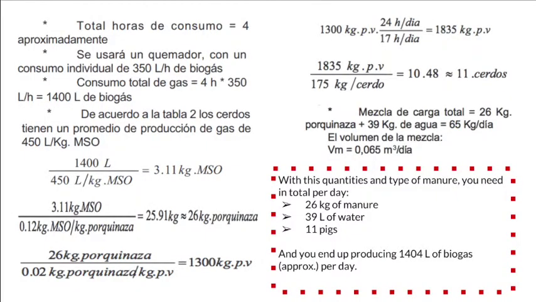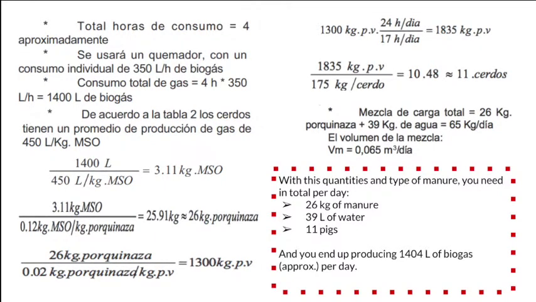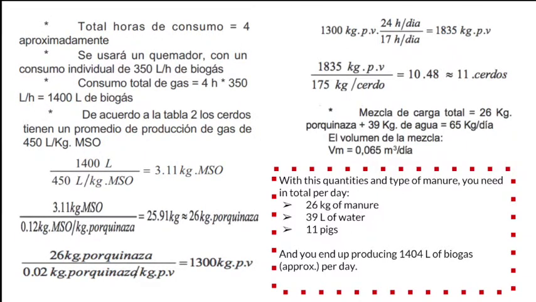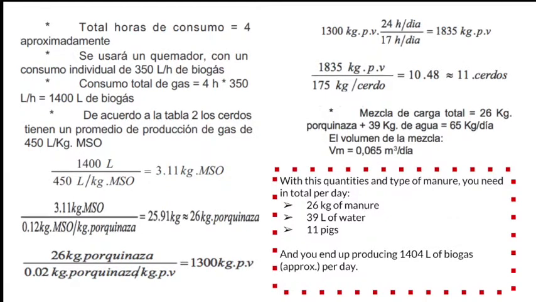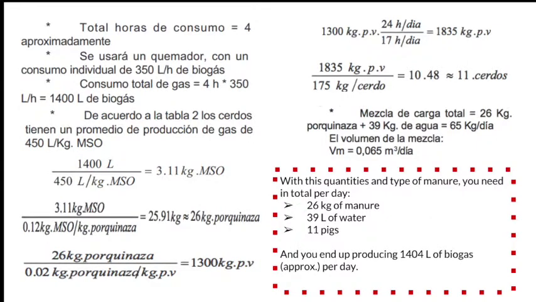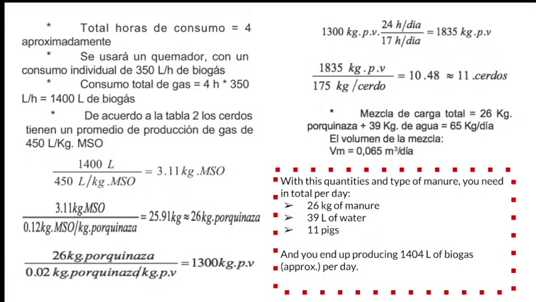The pig manure has an average of 450 liters per kilogram, and the average activity of a pig on a farm is 17 hours per day. So taking that into account and applying the formulas, we realize that we need a total of 26 kilograms of manure and 11 pigs to produce enough biogas for a day. It is important to consider that you'll need to multiply the amount of manure by 1.5 in order to get the amount of water that you need in the digester. In this case, we needed 39 liters of water.